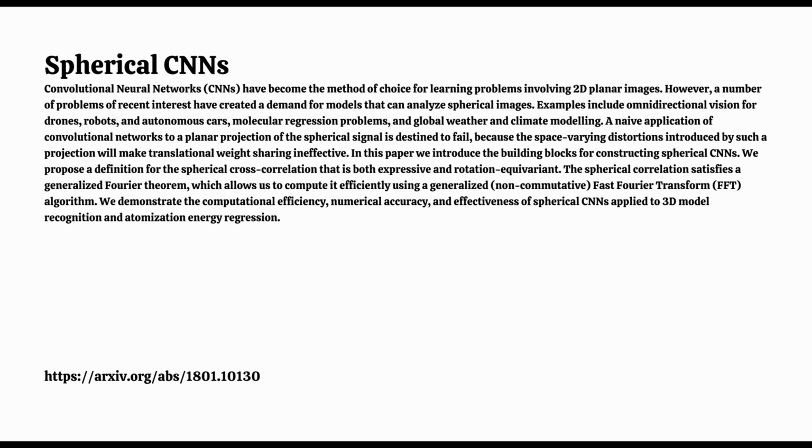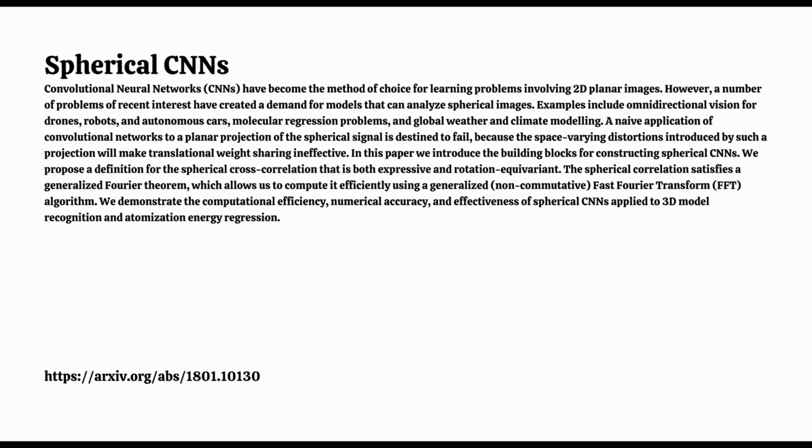Okay, so these researchers basically had to go back to the drawing board and completely rethink how a CNN operates for a spherical world. What are the groundbreaking building blocks they designed for these spherical CNNs? Well, they started by proposing a new definition for spherical cross-correlation. In a normal planar CNN, you compute the output by sliding a filter across the input and taking an inner product, sort of measuring the match at each spot.